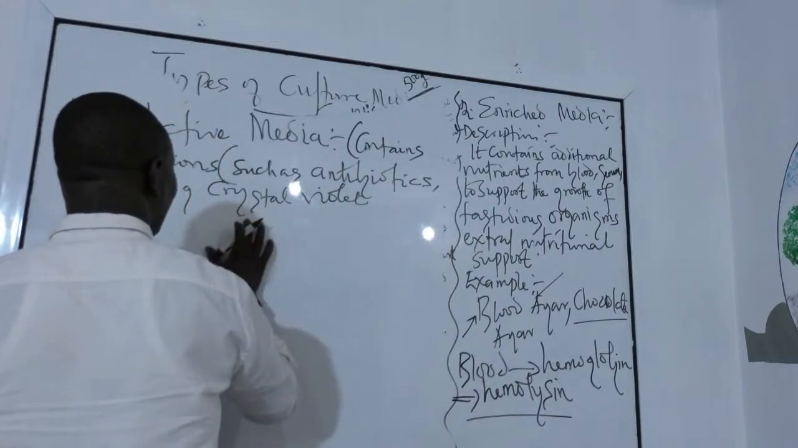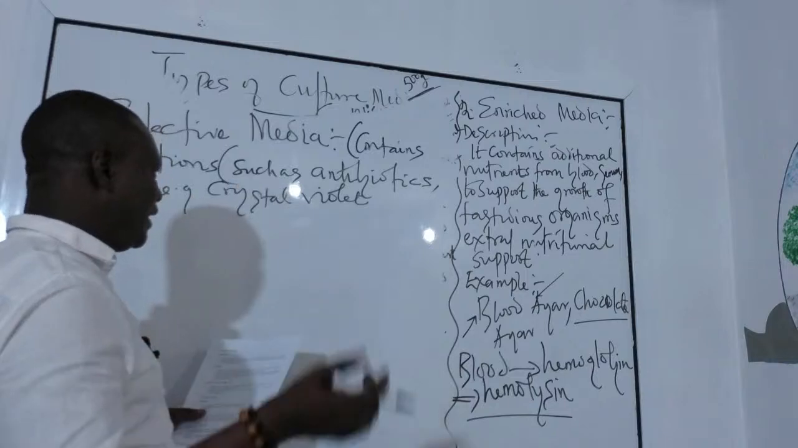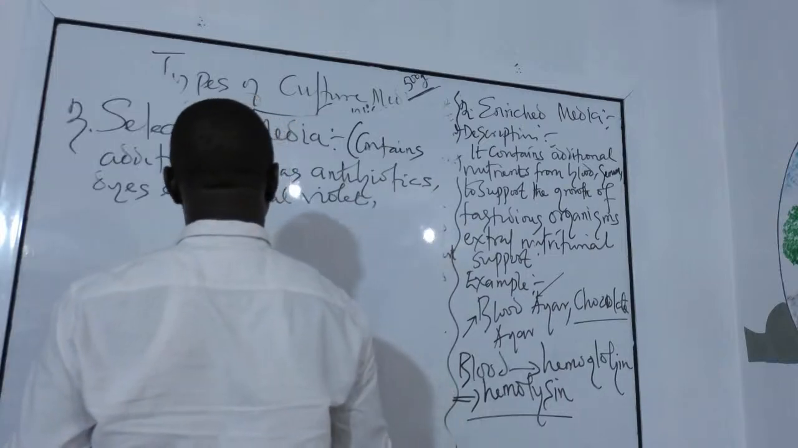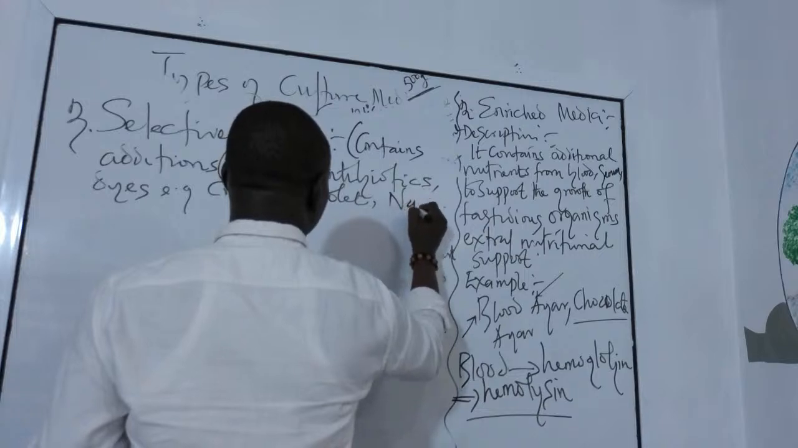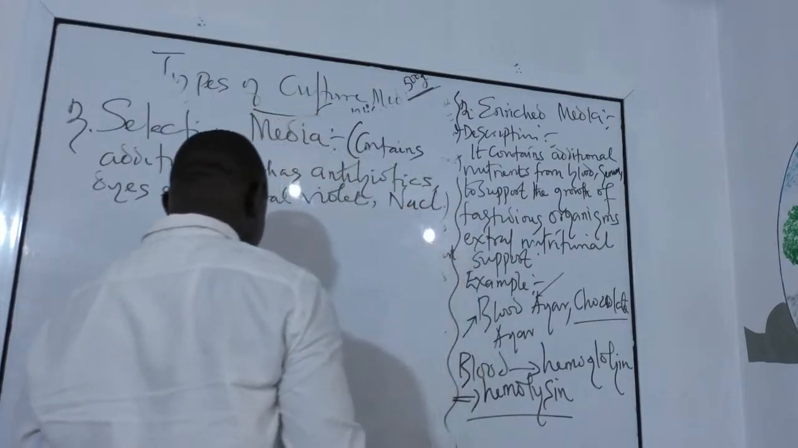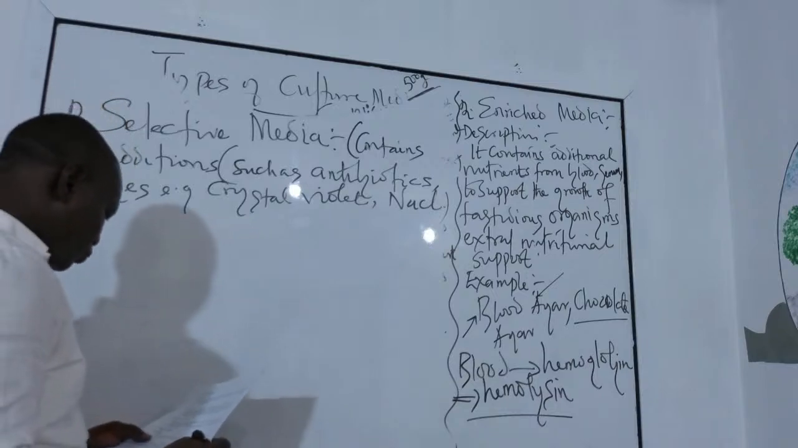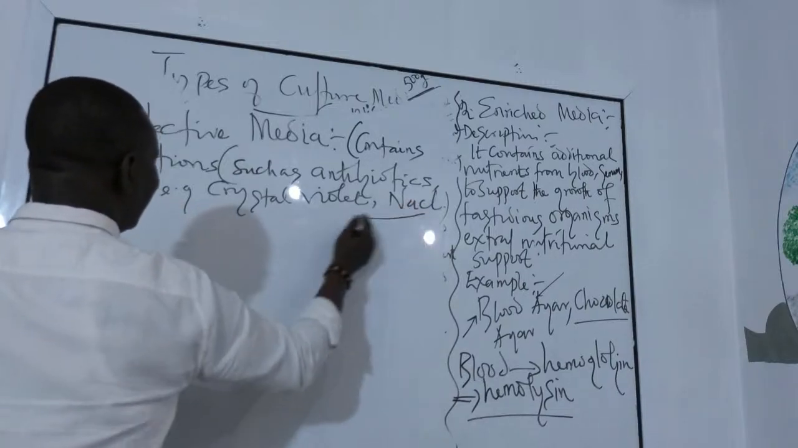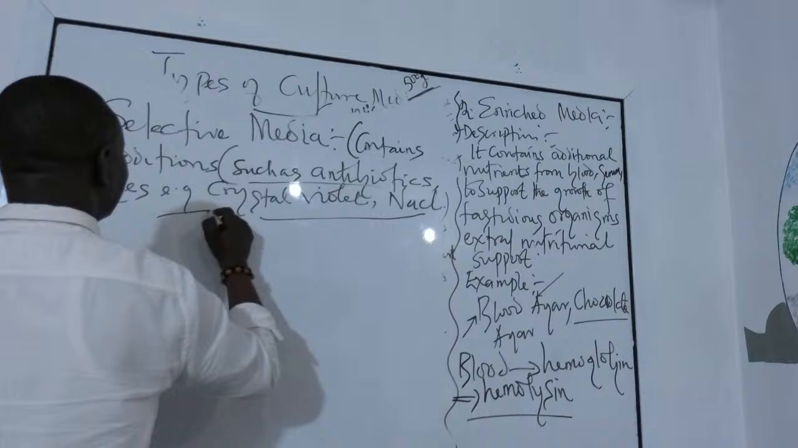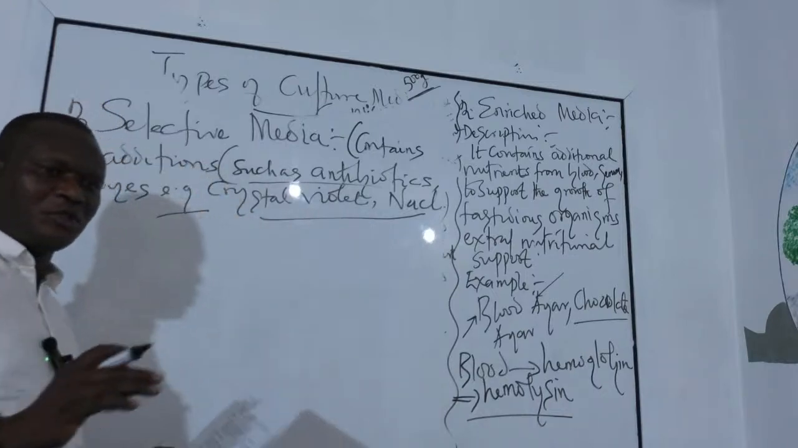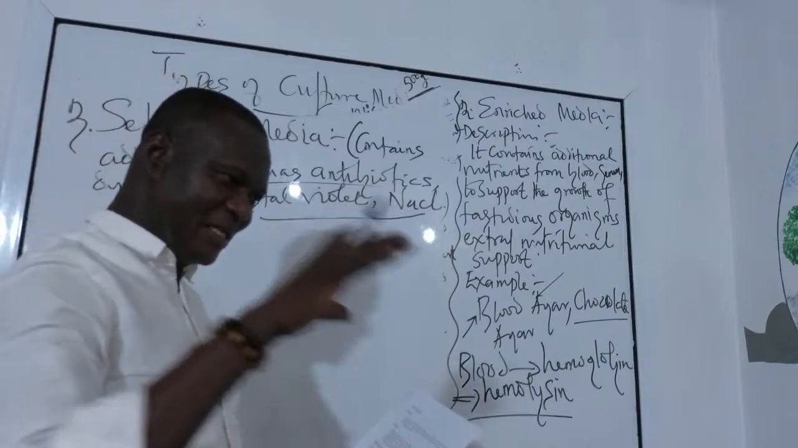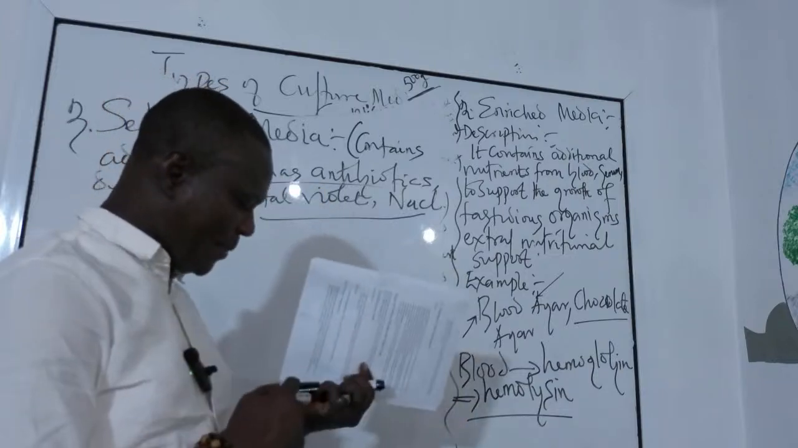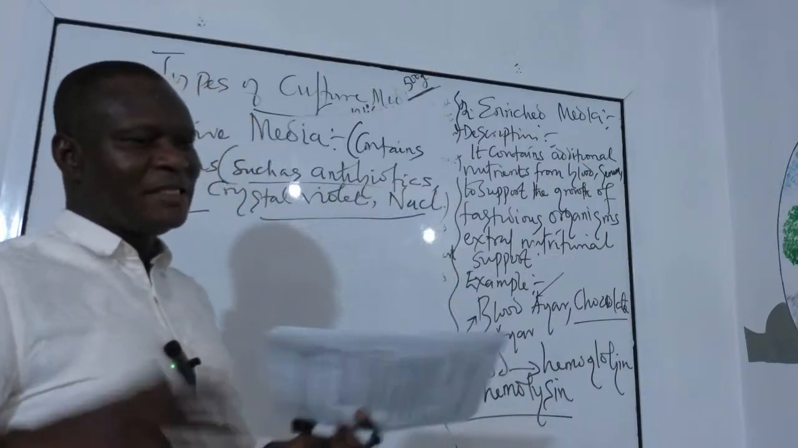Crystal violet will prevent the growth of gram-positive. Apart from crystal violet, some of them must have added sodium chloride also to do this. So the additional materials in this will prevent growth. That's why they call it selective. You are selecting microorganisms. You are interested in some microorganisms at the expense of others.